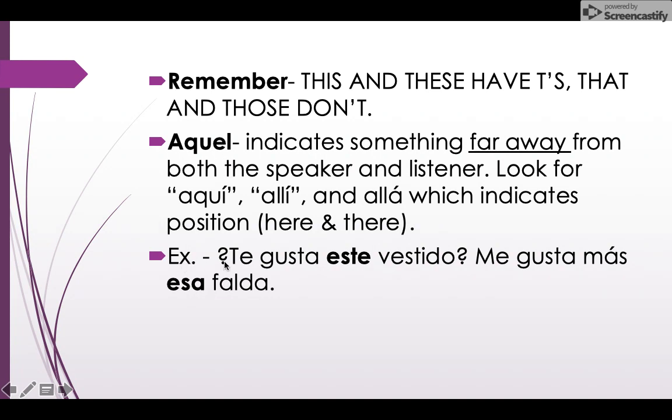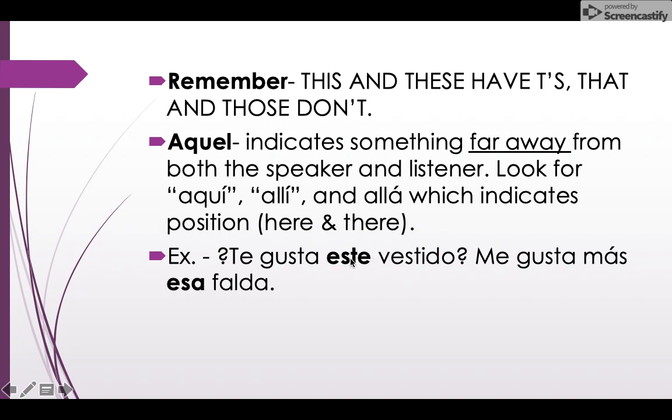So here's an example. ¿Te gusta este vestido? Do you like this dress? This dress. And then you can respond, me gusta más esa falda. So no, they don't like that dress, but they like that skirt. Because of that skirt, you're going to use esa.